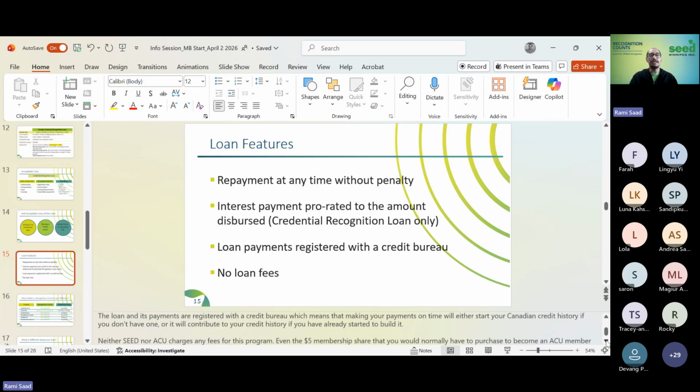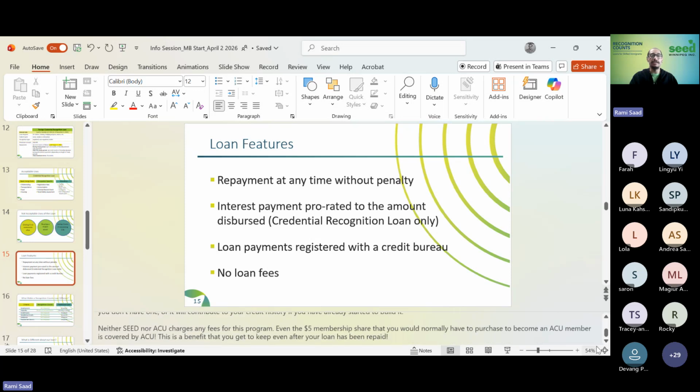The last thing is that we do not have any loan fees if you would like to have the loan. In fact, SEED has an agreement with the Assiniboine Credit Union, so we cover even the little charges to open a credit union account with ACU. The $5 membership, we are going to pay it for you, so it's covered. It's going to be free for you. That's why we say no loan fees.